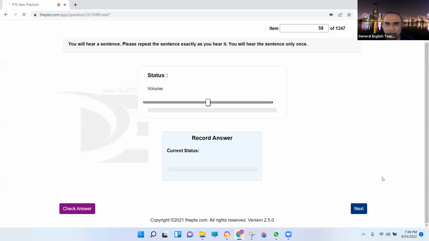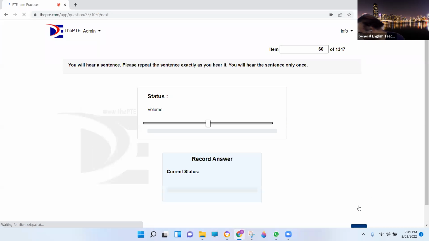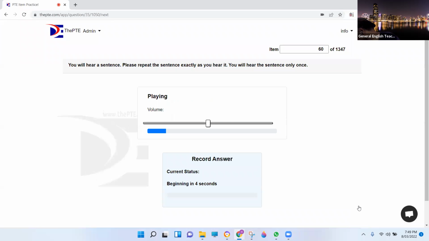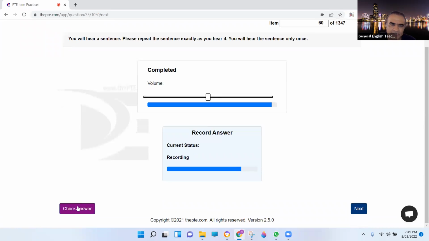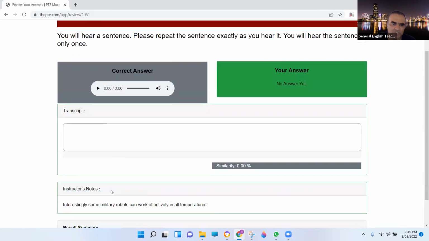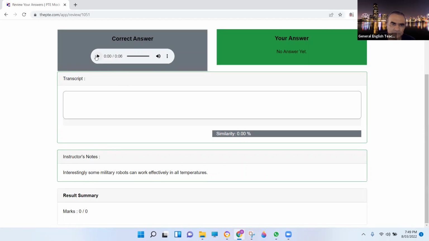Okay, next. Pradeepa. Interestingly, some military robots can work effectively in all temperatures. Interestingly, military robot, that's it. Very good. Can work in all temperature. Interestingly, some military robots can work effectively in all temperatures.